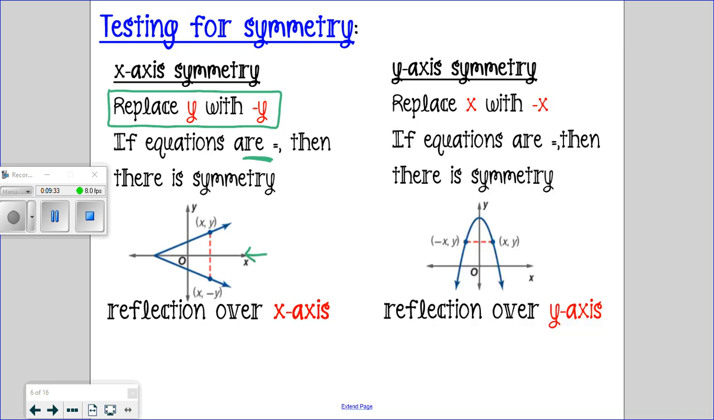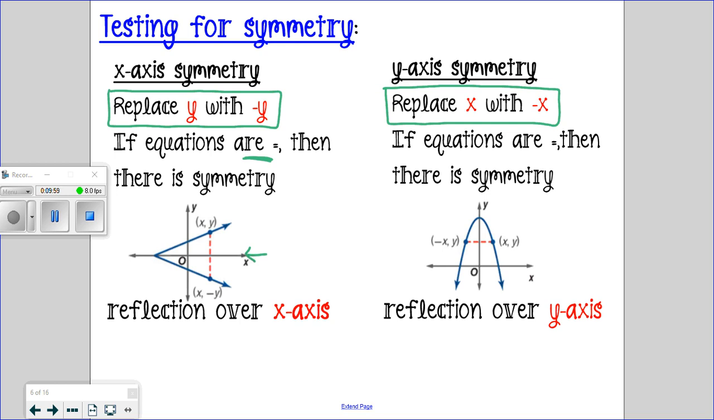y-axis symmetry, same idea. Visually, the y-axis is running exactly through the middle of my picture, and if I were to fold it over my y-axis, it would match up exactly with itself. To confirm something like that algebraically, I would replace x with -x, clean it up, and I should get back exactly to the original equation. So look at those two side by side.